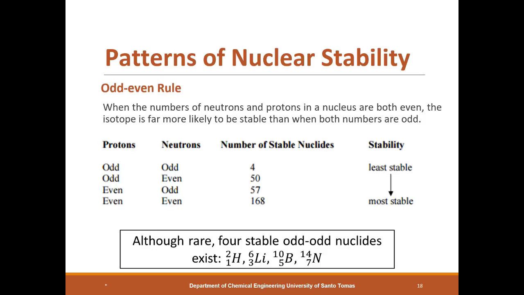Another indicator for nuclear stability is given by the odd-even rule. It says that nuclei with even numbers for both protons and neutrons are generally more stable than those with odd numbers of these particles. The table shows us the pattern of the stability. When the numbers of neutrons and protons in a nucleus are both even, the isotope is far more likely to be stable than when both numbers are odd. Also, although rare, we have 4 stable odd-odd nuclides given by hydrogen-2, lithium-6, boron-10, and nitrogen-14.